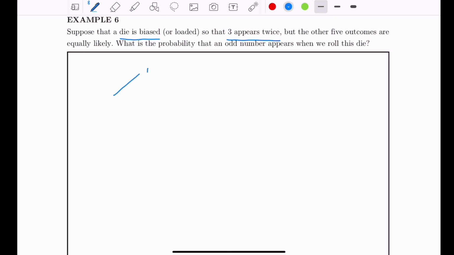Bermaksud, bila kita baling, kemungkinan untuk nombor 3 terkeluar lebih banyak. Okay, so kita tahu kita ada 6 outcome. 1, 2, 3, 4, 5, 6. Okay, so kita tahu probability untuk dapat 3 ni 2 kali daripada yang lain. So, mungkin kalau yang lain tu probability dia P, probability untuk dapatkan nombor 3 adalah 2 kali P lah. Dan dia kata the other 5 outcomes are equally likely, sama yang lain. Okay, so dia tanya dekat sini, what is the probability that an odd number appears when we roll this die? So, odd number, nombor 1, 3, 5. Alright. So, first kali kita kena carilah P ni berapa.